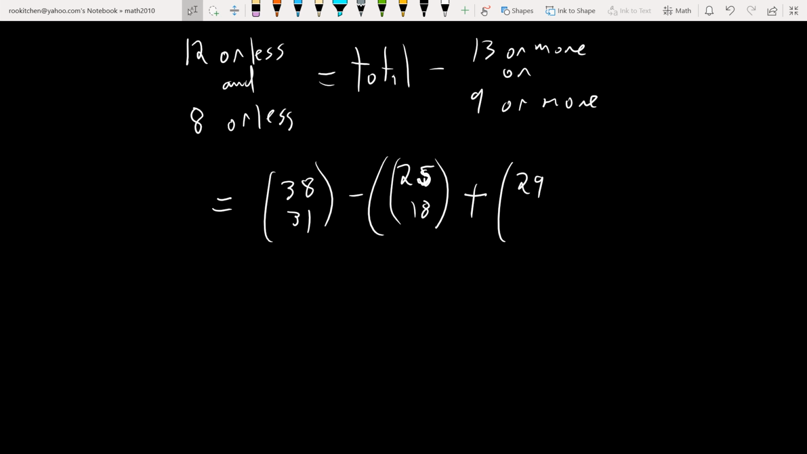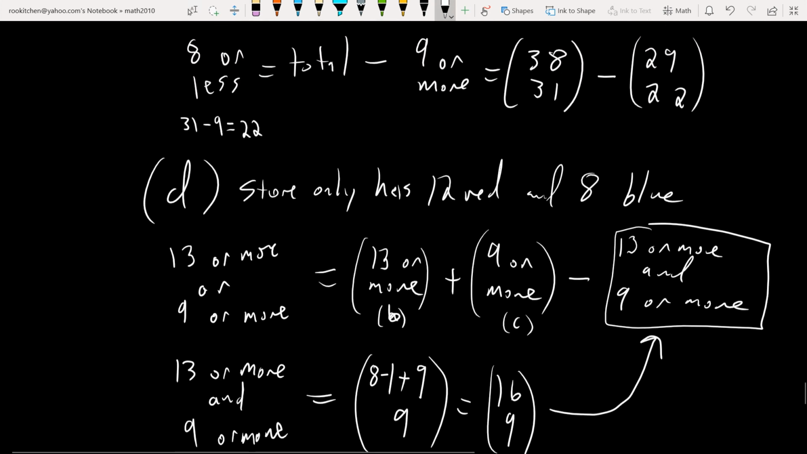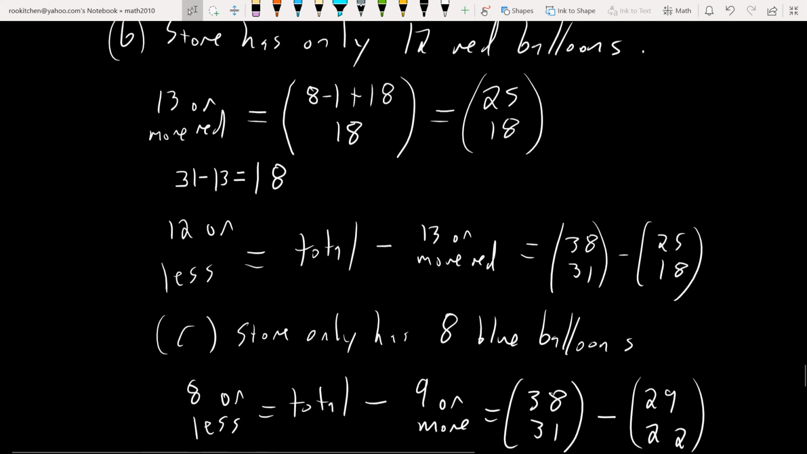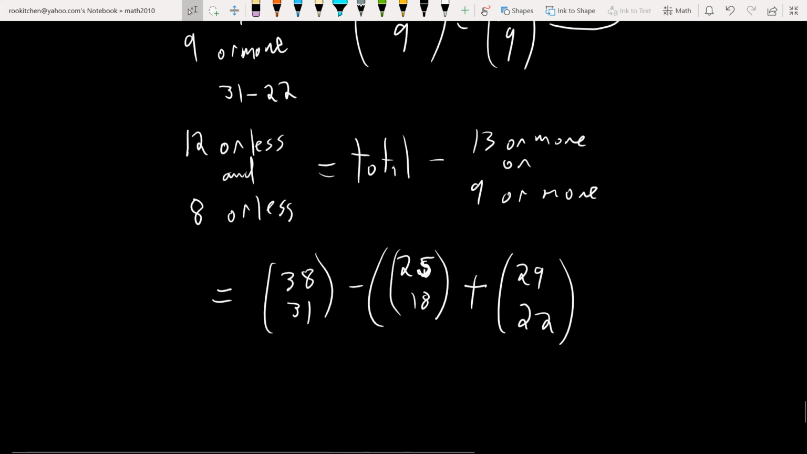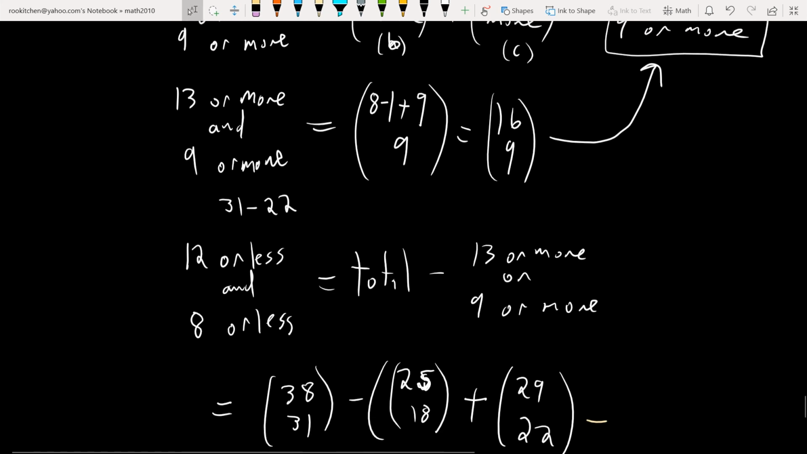I shouldn't say it was the answer from part A. 13 or more wasn't the answer. It was 12 or less was the answer. But the answer we're looking for was in part B in particular. It's sitting right here. We need this, and from part C we need this. Sorry about that if that wasn't clear. So plus 29 choose 22, and then minus the intersection, which we just figured out here in part D, 16 choose 9.